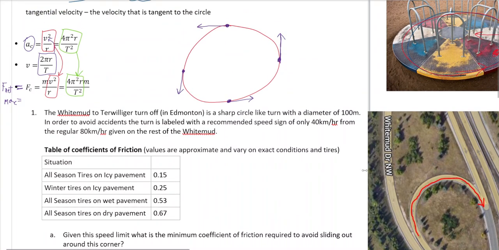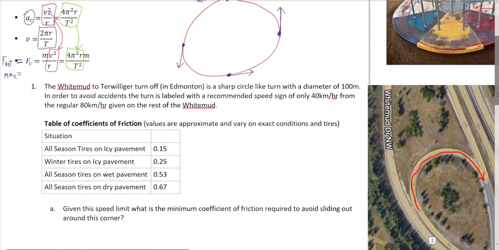Yeah, let's stop it right here so you guys can see this question a little bit better. The Whitemud to Terwilliger turn off in Edmonton is a sharp circle-like turn with a diameter of 100 meters. In order to avoid accidents, the turn is labeled with a recommended speed sign of only 40 kilometers per hour from the regular 80 kilometers per hour given on the rest of the Whitemud.